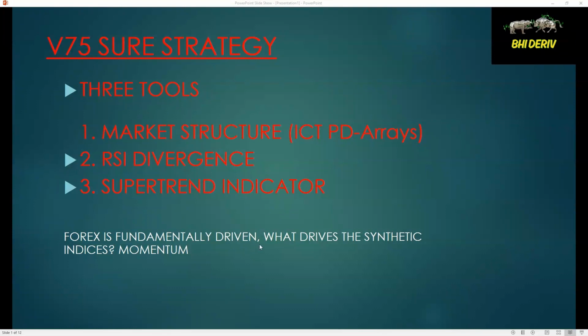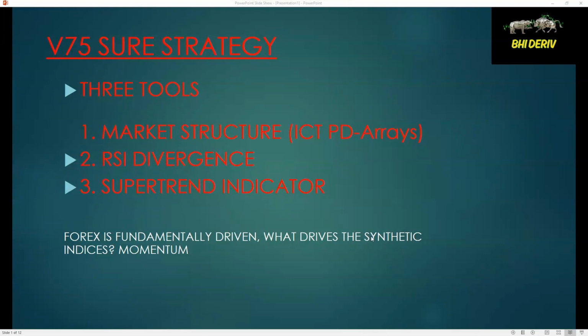Now the question is, what drives the synthetic indices? If you've been trading the synthetic indices for a long time and you've never really asked yourself what really moves this thing, what drives them? Well, the answer is simple. It is not driven by fundamentals or anything in the physical world. It is purely from the name, synthetic. Synthetic means something that was created by somebody, that is meant to mimic something that is real. So when they say something is synthetic, it means there is another version that is the real one.